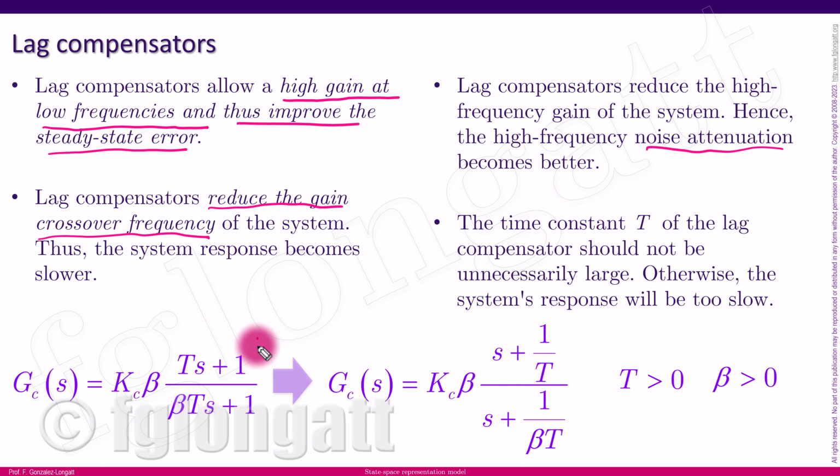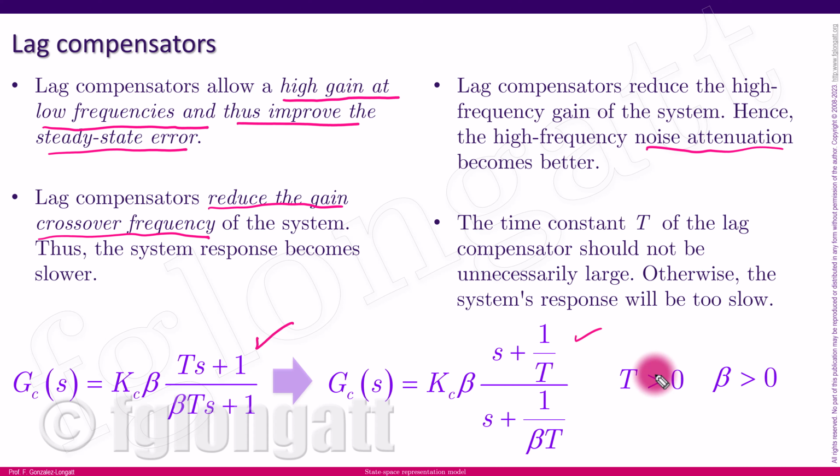So this is one of the representations, and on the right-hand side, we have the second representation of the transfer function of this controller. Typically, there is a zero and a pole, and you can see over here that T is the time constant and beta is a gain. Both of those numbers should be positive, and that is the realization, okay?